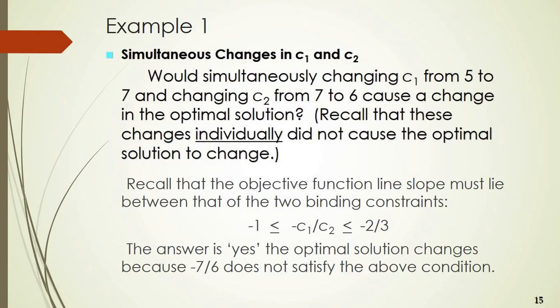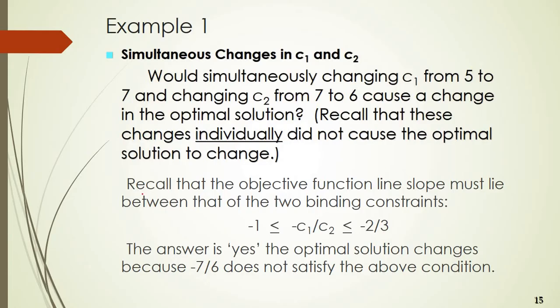So we have here simultaneous changes in C sub 1 and C sub 2. Would simultaneously changing the value of C sub 1 from 5 to 7 and changing C sub 2 from 7 to 6 cause a change in the optimal solution? So if we recall the computed values before, when these were changed individually, it did not cause the optimal solution to change.